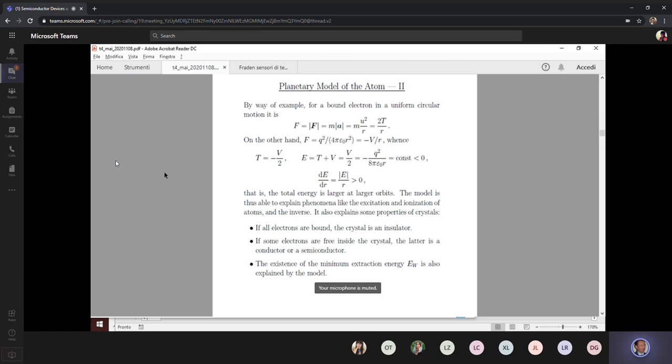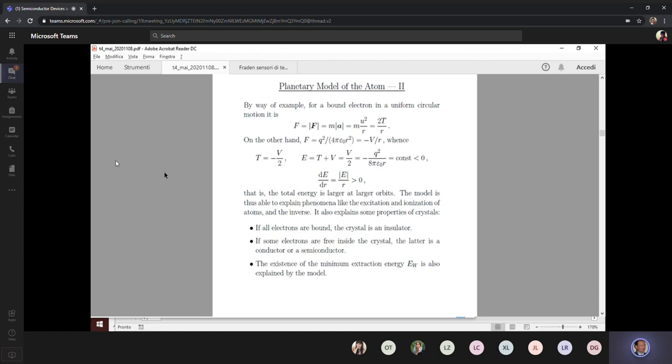Now, can we explain by this simple model not only some properties of individual atoms, but can we explain properties of crystals, for instance? You remember, we can explain properties of the individual atoms, for instance, ionization, okay?